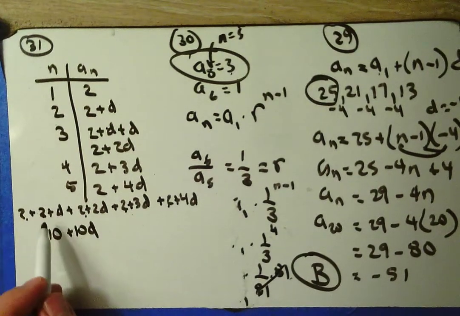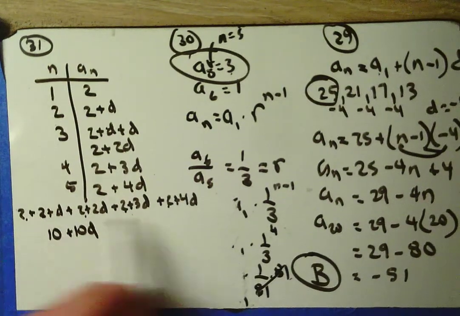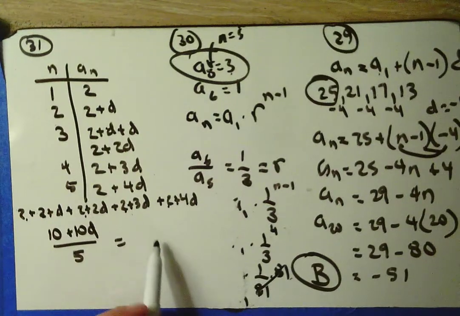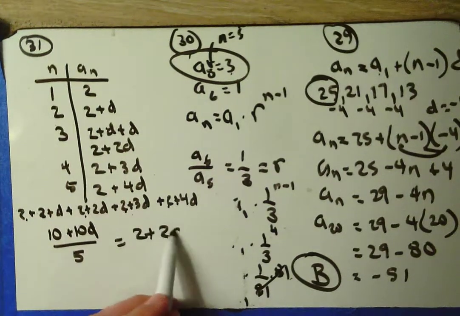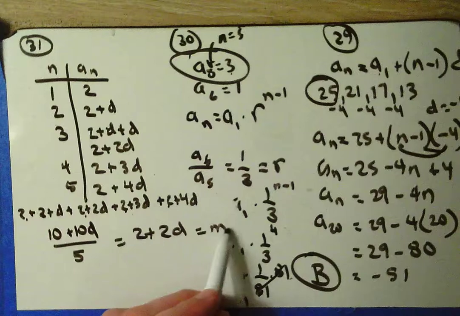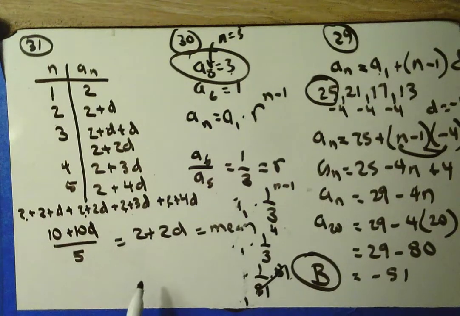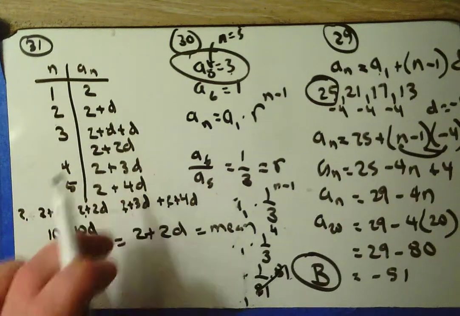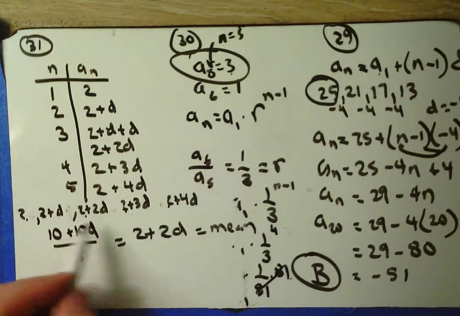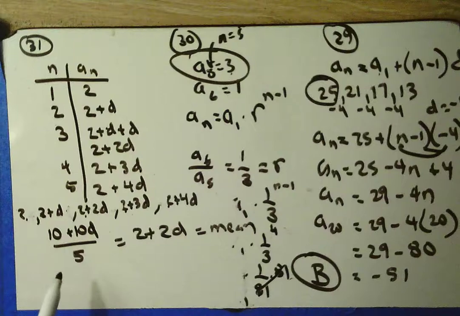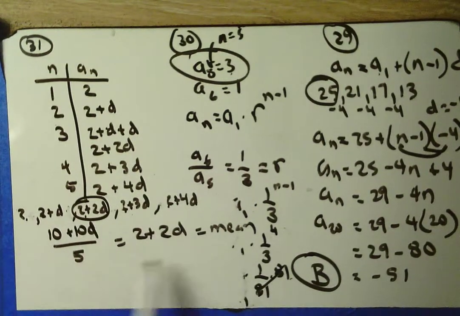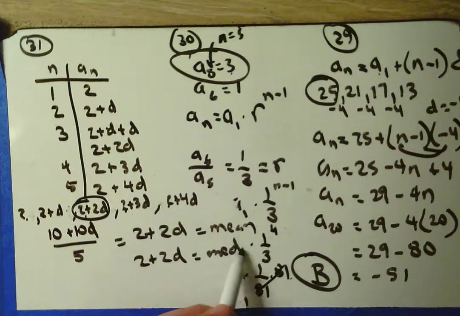Now that's the total. To find the mean, I add up all the numbers and divide by how many numbers there were. And I get 2 plus 2D. That's the mean. The median is what happens when I put all these numbers in order from smallest to largest. Here's the smallest, here's the largest, and here's the number in the middle. 2 plus 2D is the median.